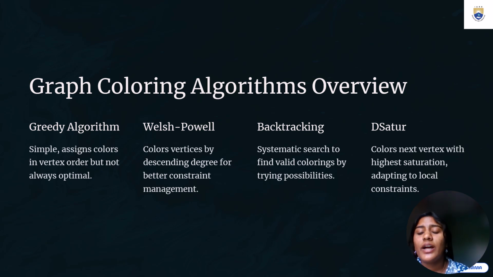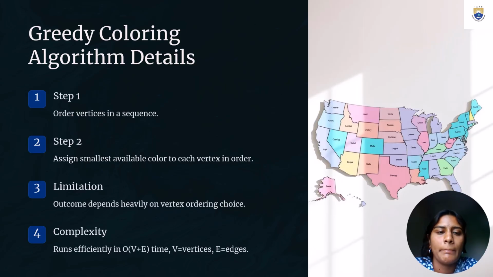Backtracking tries all possibilities systematically. It is a systematic search to find a valid coloring by trying possibilities. DSATUR adapts on the fly based on what's happening around each region. It colors the next vertex with the highest saturation, adapting to local constraints. Each has its strengths depending on what problem you are solving. Greedy coloring algorithm.